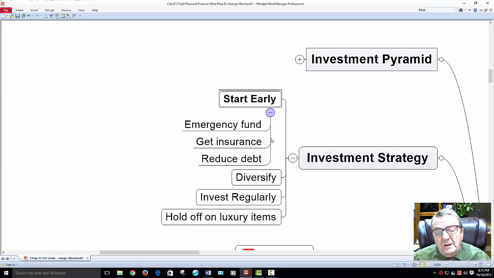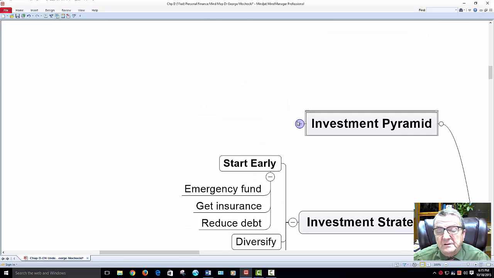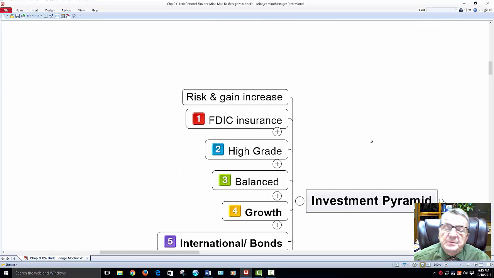Okay, start early. And basically, build an emergency fund, get insurance, reduce the debt, diversify regularly, and hold off on luxury items. And if I look at the investment pyramid, it's risk and gains. Federal.